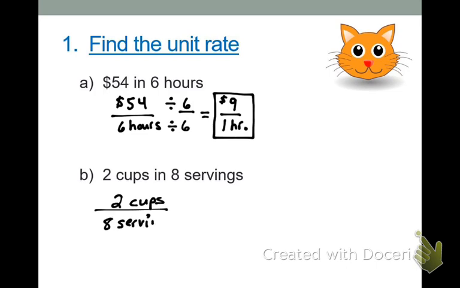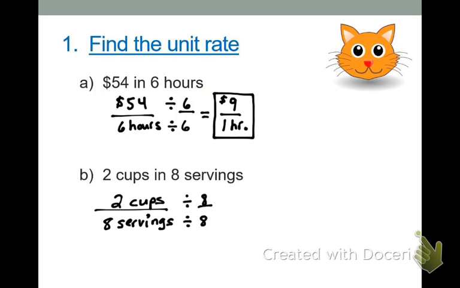So let's just imagine you're making some pudding for 8 people. You need 2 cups of milk to be put into it. But I want to know the unit rate. Remember, that means a denominator of 1. How do I turn this 8 servings into a denominator of 1? Divide by 8. Every time you're just going to divide by whatever the denominator is. And then you've got to be fair and do it to the top.